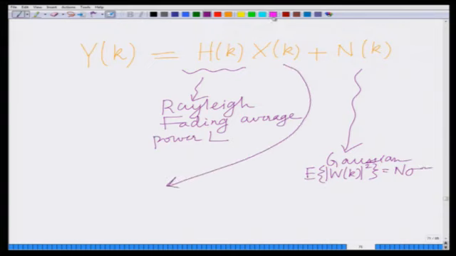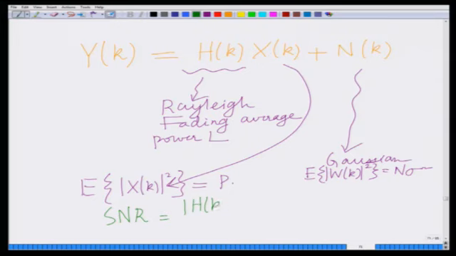Let us assume a power of P, that is magnitude xk square equals P. Therefore, the SNR for this problem equals magnitude Hk square P divided by n sigma square, that is the SNR at the receiver. But magnitude Hk square is L, therefore, average of the received power at the receiver.